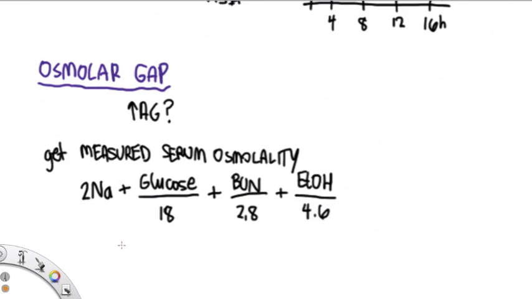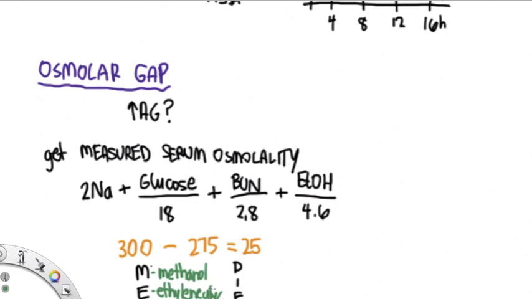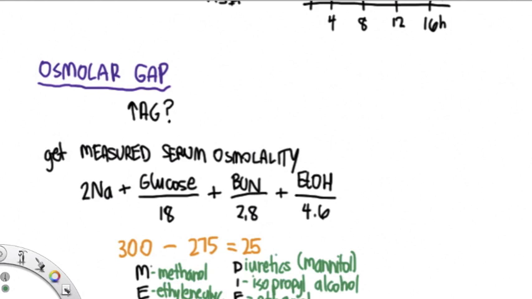So let's say your measured level comes back at about 300, and you calculate a level of 275, then you know you have an osmolar gap of 25. And anything greater than 10 is abnormal. And if you have an elevated osmolar gap, you want to think that there's some sort of osmotically active substance in there. And some of the common ones are known by this mnemonic ME-DIE: methanol, ethylene glycol, osmotic diuretics, namely mannitol, isopropyl alcohol, and ethanol.